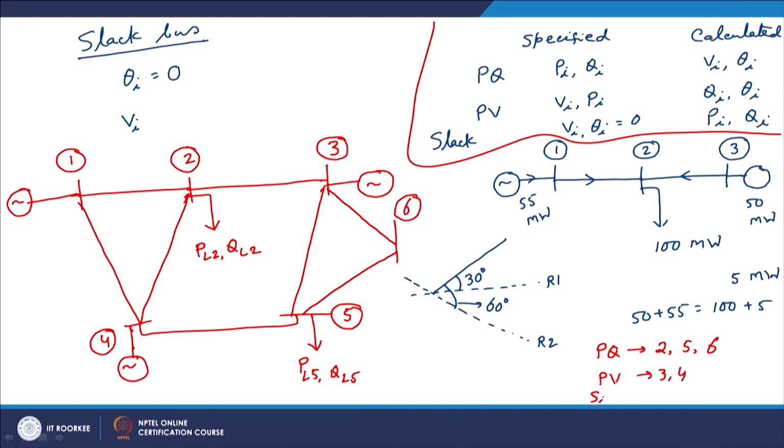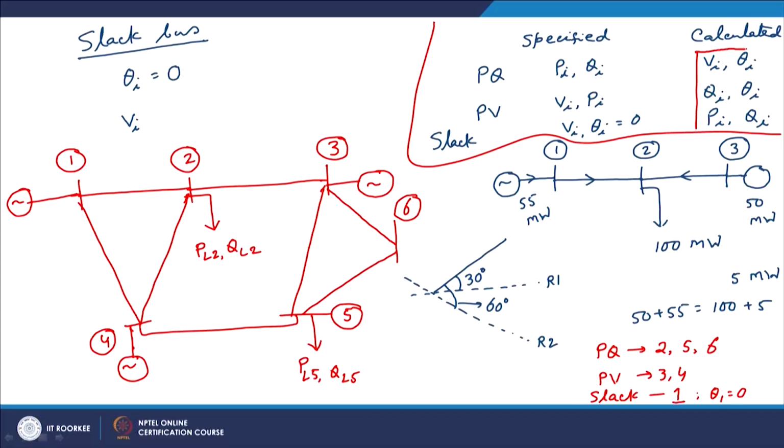And also my slack bus is bus 1. At this bus, we maintain theta 1 equal to 0, and we also pre-specify V1. This V1 is nothing but the voltage at which the terminal voltage is maintained by the excitation system of this particular generator. So, depending upon the physical condition and also for the purpose of calculation, we classify all the buses of any general power system into 3 categories, which are called PQ bus, PV bus as well as the slack bus.